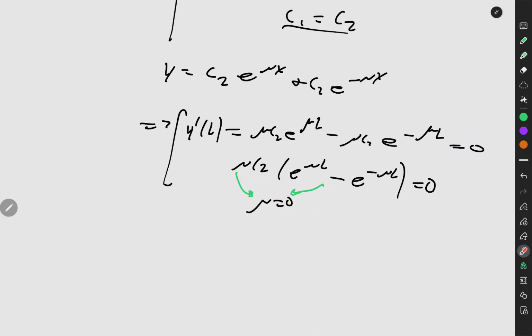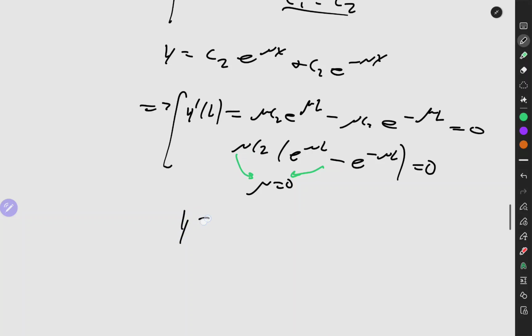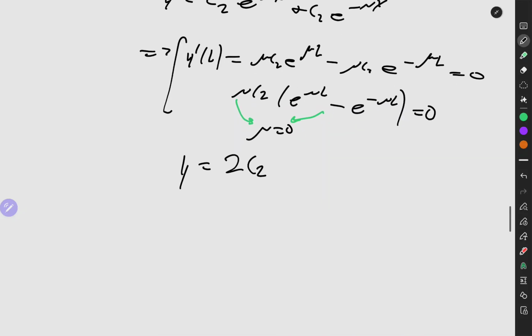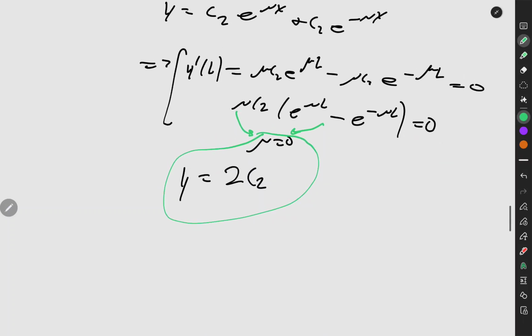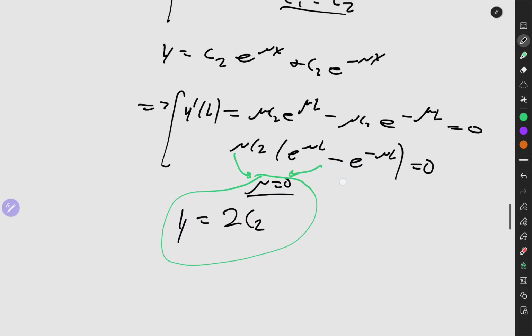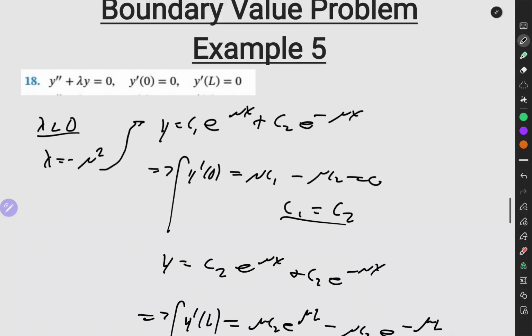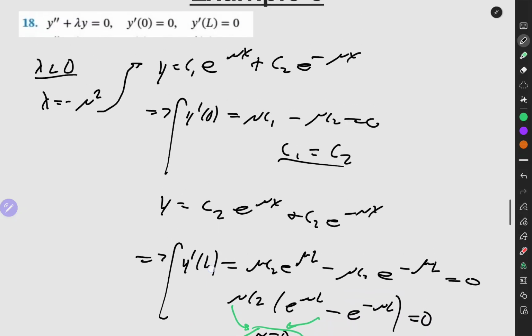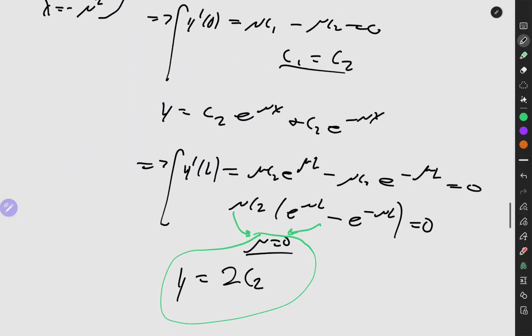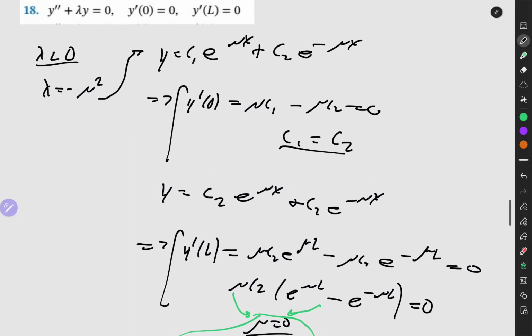So if mu is 0, then we get, oh, it's one of these ones again. We're gonna have two eigenfunctions. Y is equal to C2. So we're gonna mark this one down. Okay. And we're gonna get that for every one of them. That Y is constant when the eigenvalue is 0.